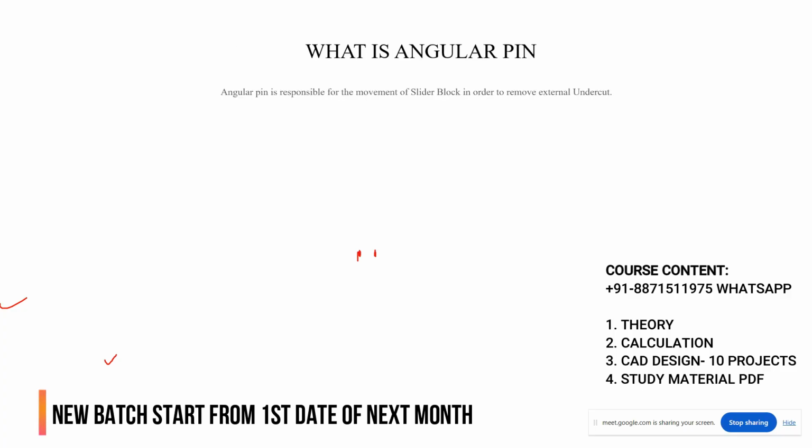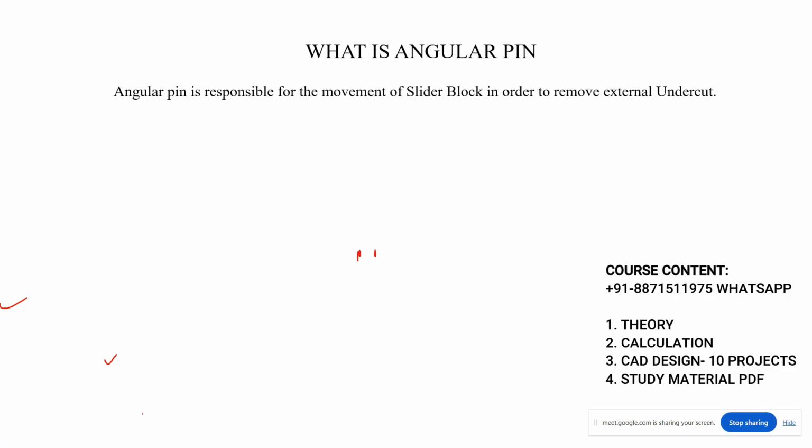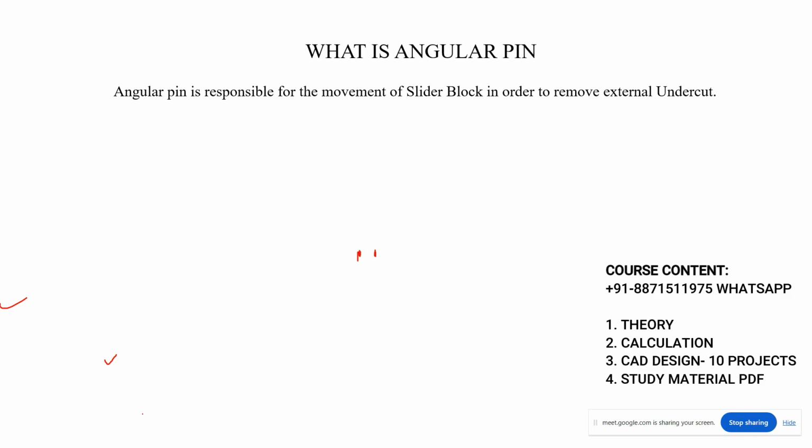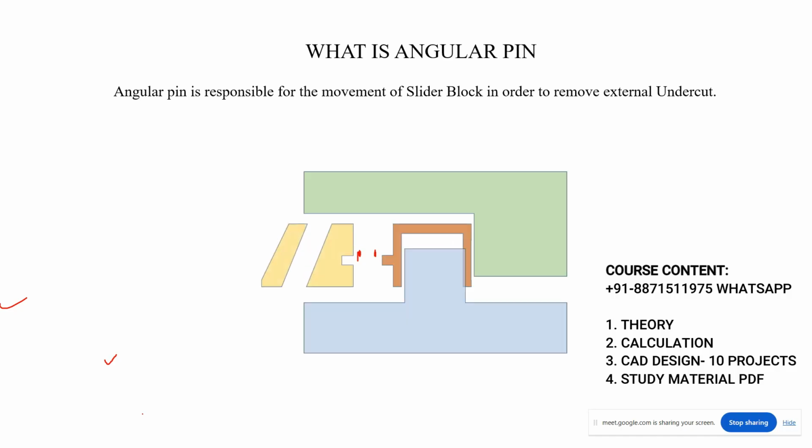Now, what is the angular pin? The angular pin is responsible for the movement of the slider block in order to remove the external undercut. Now, for example, if we have a big or heavy slider or side core, then we have to use the angular pin. With the spring actuation system, we have to use the angular pin also.